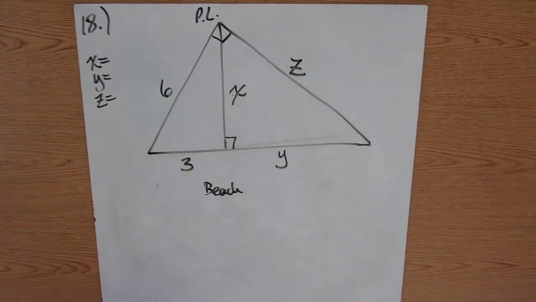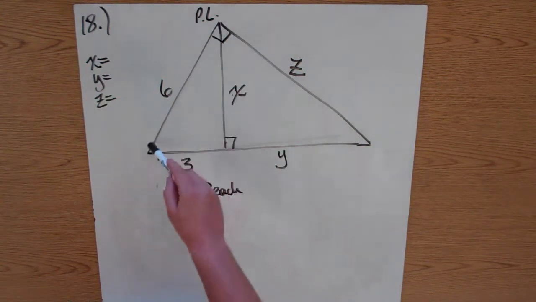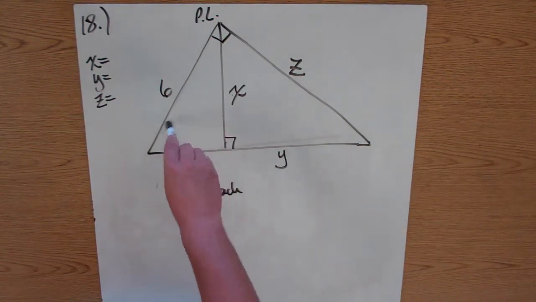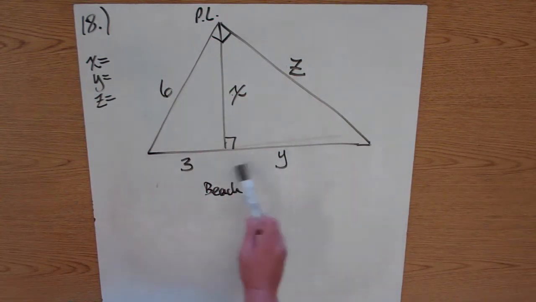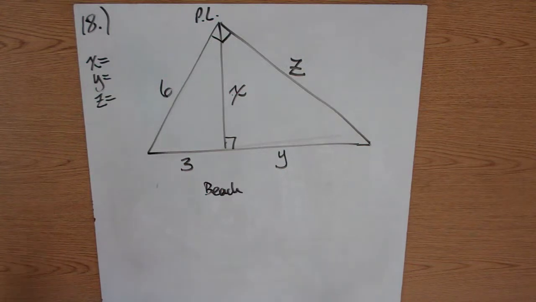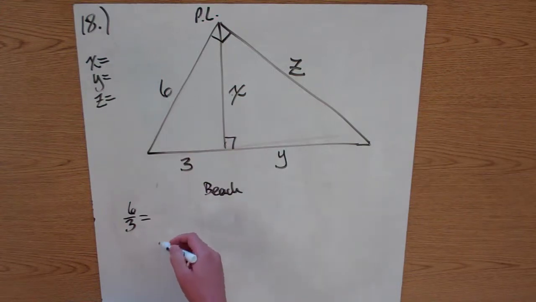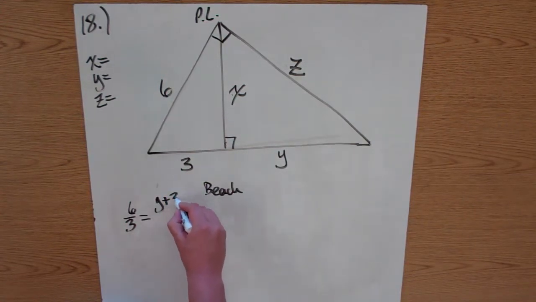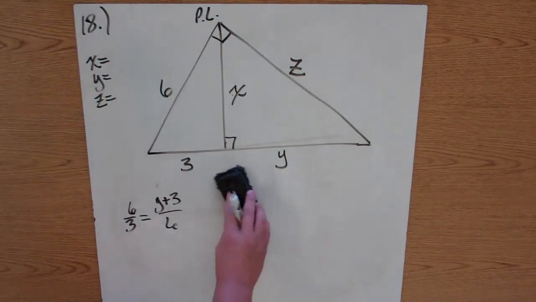Now, the first one that's probably the easiest to solve for is going to be y, because we have the hypotenuse and the short side of this triangle. And then of the big triangle, the hypotenuse is 3 plus y and the short side is 6. So we can set up our proportion with only one variable. So it's going to be 6 over 3 equals, we did hypotenuse over short side, so equals y plus 3 over 6.